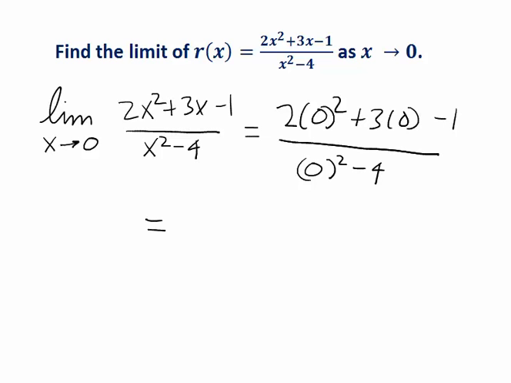If we finish simplifying, this becomes negative 1 over negative 4, or 1/4. And that's the final answer. So, using the properties of limits can make it a little bit easier to calculate a lot of limits for polynomial functions and rational functions especially.